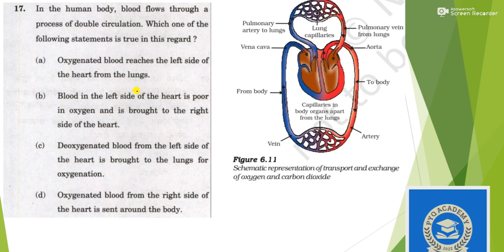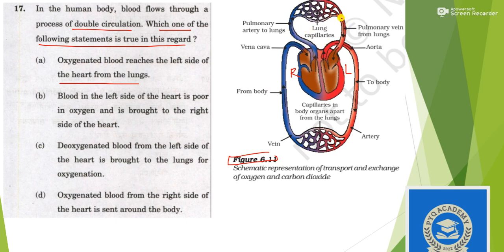This is a question directly from the chapter, I think Life Processes, chapter 6. It is asking that in the human body, blood flows through a process of double circulation. Which one of the following statements is true in this regard? We have to read all the statements. In the first statement, oxygenated blood reaches the left side of the heart from the lungs. Let's look at the figure taken directly from NCERT. This is the right side and this is the left side. According to the statement, oxygenated blood reaches the left side.